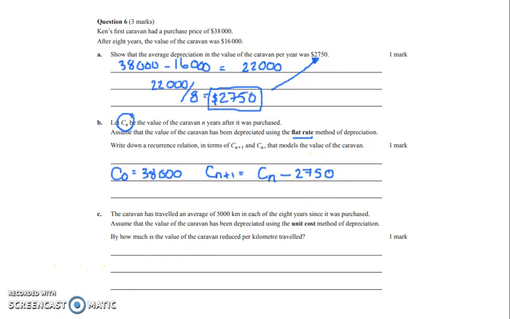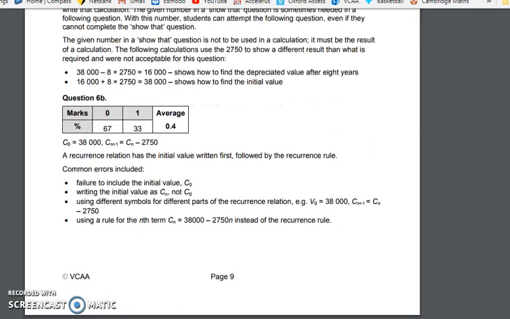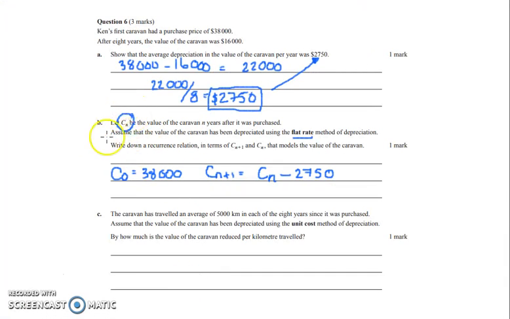2,750. So let's have a look at the assessor's comments for that one, where there is our solution right there, C0 equals 38,000, Cn plus 1 equals Cn minus 2,750, and also only 33% of the cohort managed to get this one correct. So that's now even lower than before. And some common areas that they said was they failed to mention C0, writing the initial values, and using different symbols as well. So for example, using V0, as V is a very common one because it represents value. So be very careful. The first thing we did was circle what the variable was, and then we made sure we used C in all the rest of the question. And let's move on to the last one.